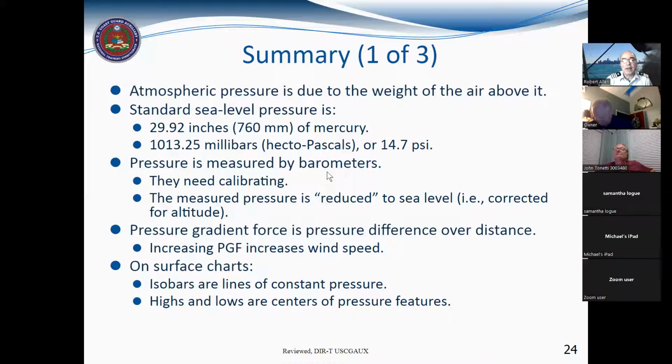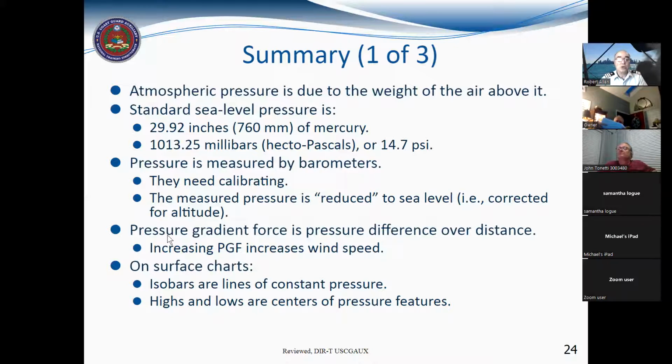Pressure is measured by barometers. We talked about the two different barometers, the aneroid and the other kind, and they need calibrating to make sure they're accurate. The measured pressure is reduced to sea level. So we talked about high altitude airports like Denver. The pressure is going to be less there, but there's a correction factor that they add that allows them to compare the atmospheric pressure to the surface pressure in Kansas City. That way they know if there's high pressure over Denver or low. So that pressure is reduced to sea level so that it can be corrected for altitude.